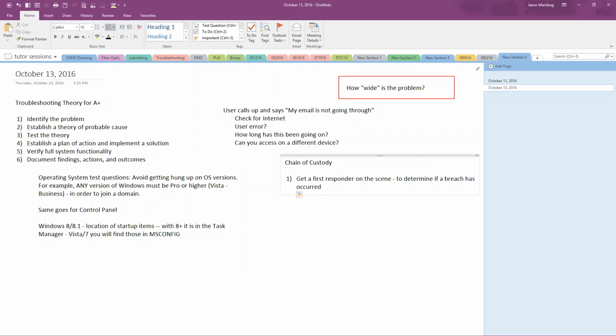Which, by the way, that's not on the user. That's on the person who sets that up. That's on the team who sets that up. But, okay, the first responder's job is to determine if a breach has occurred. All right? Secondly, secure the area.